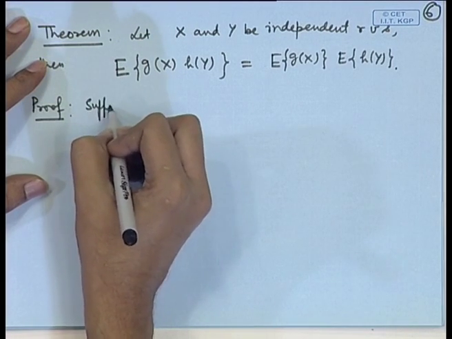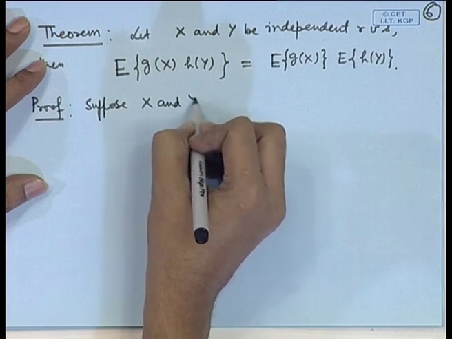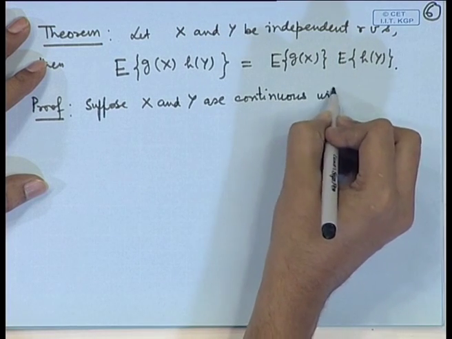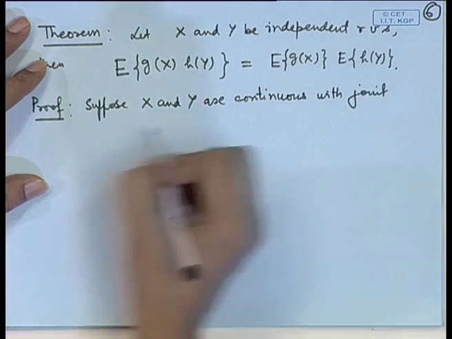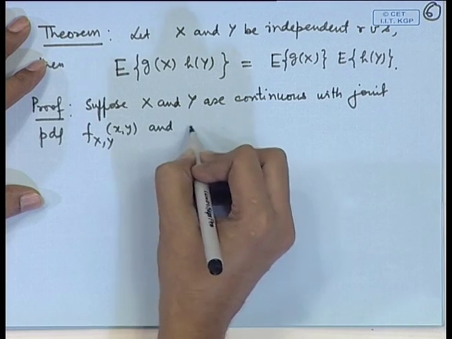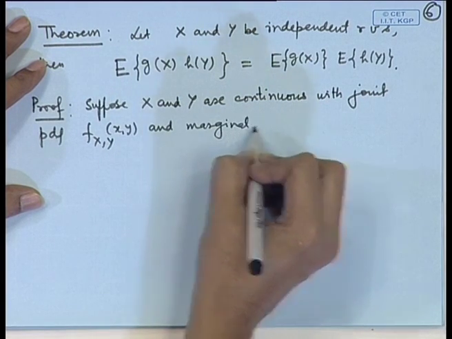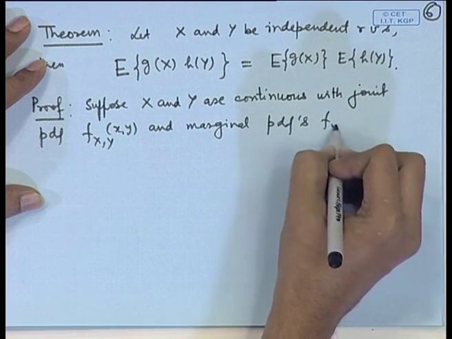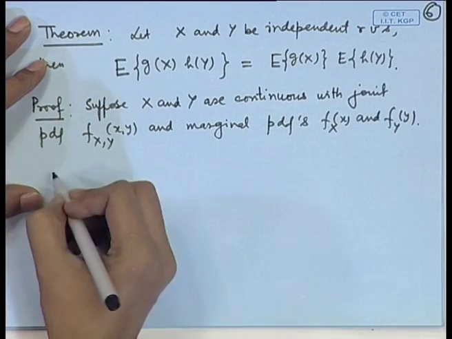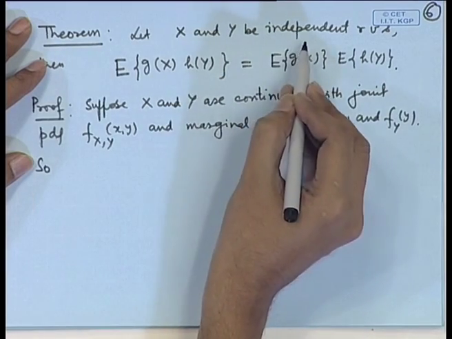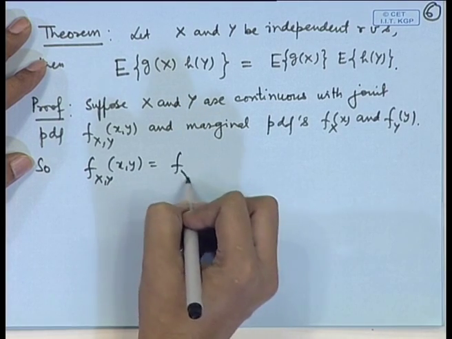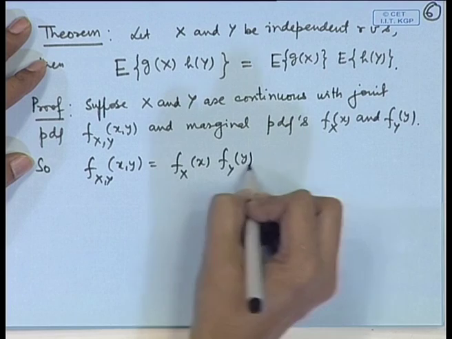Let us assume that x and y are continuous with joint PDF f x y and marginal PDF say f x and f y. So, since x and y are given to be independent, we have f x y is equal to f x into f y for all x, y.